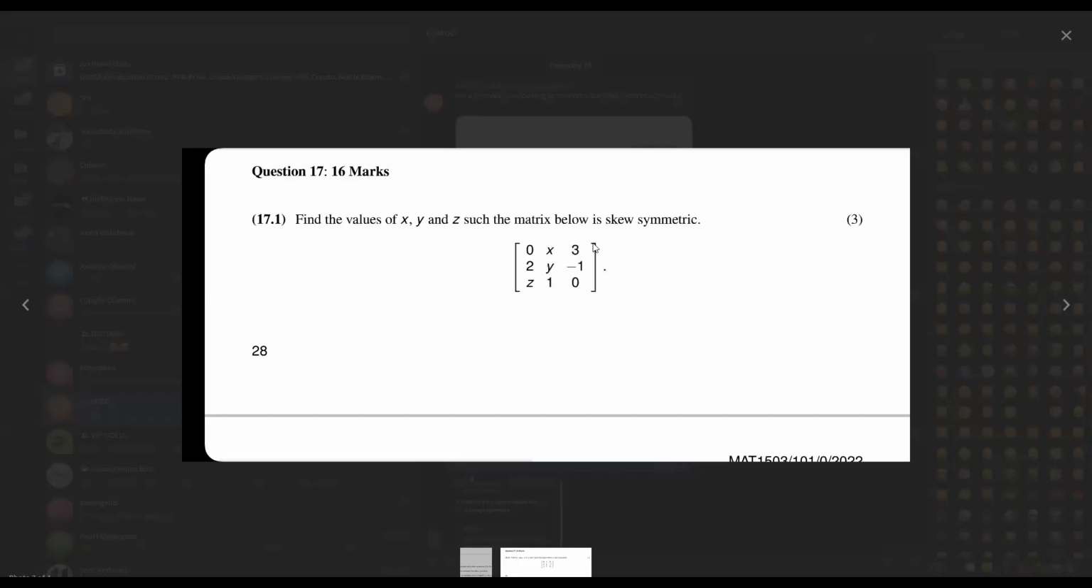For example, can you see this one? You can see this one, right? Find the values of x, y, and z such that the matrix below is skew symmetric. Why can't I have the pen? Let me just change the screen, because this is giving me problems.